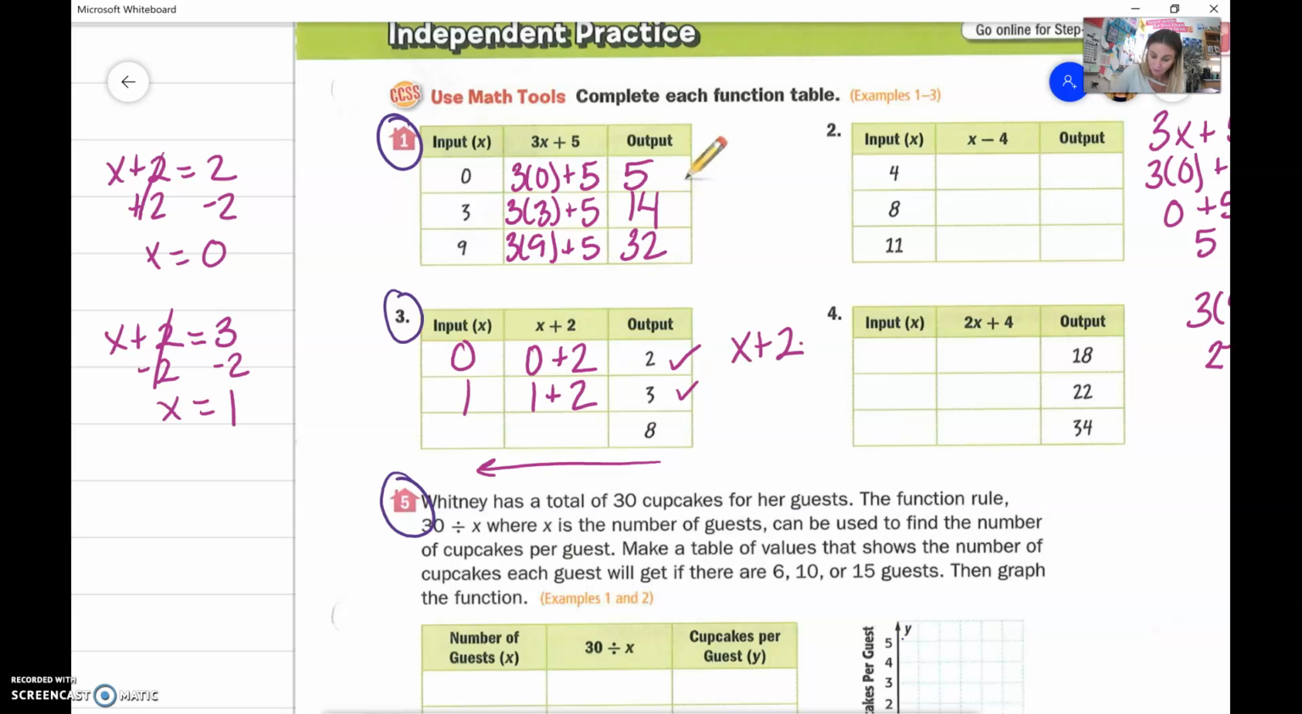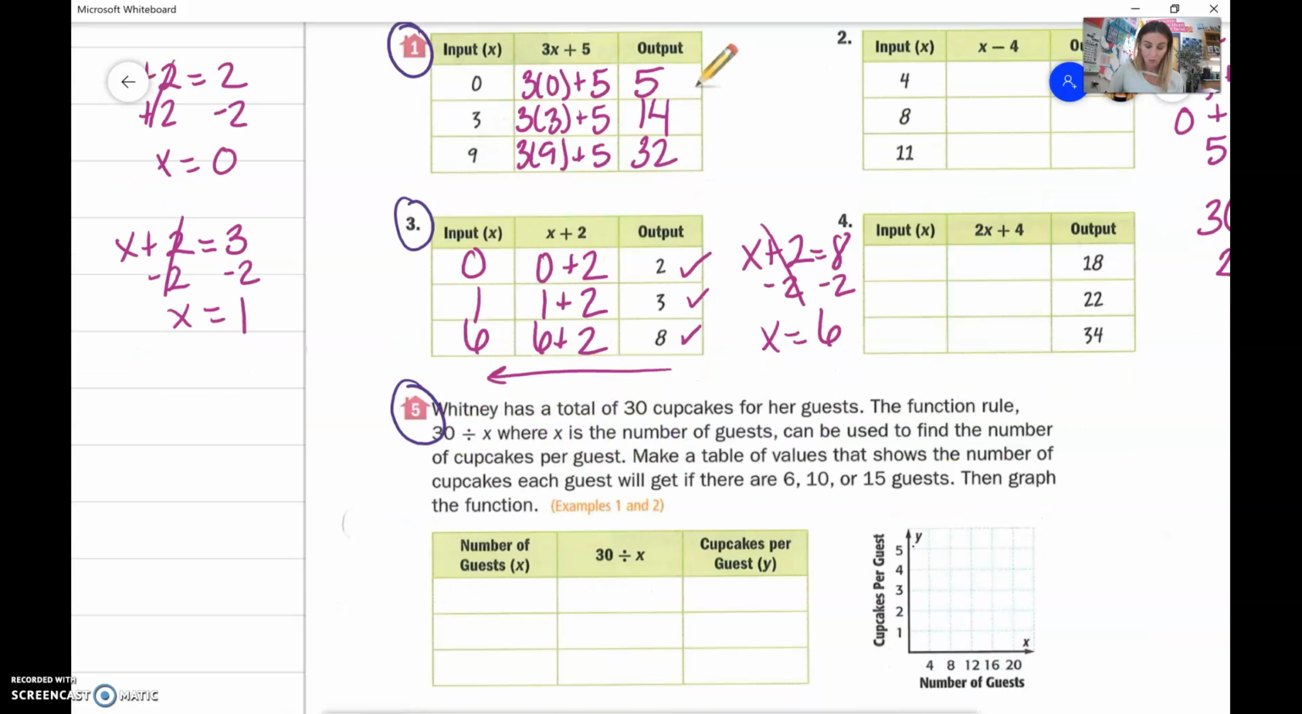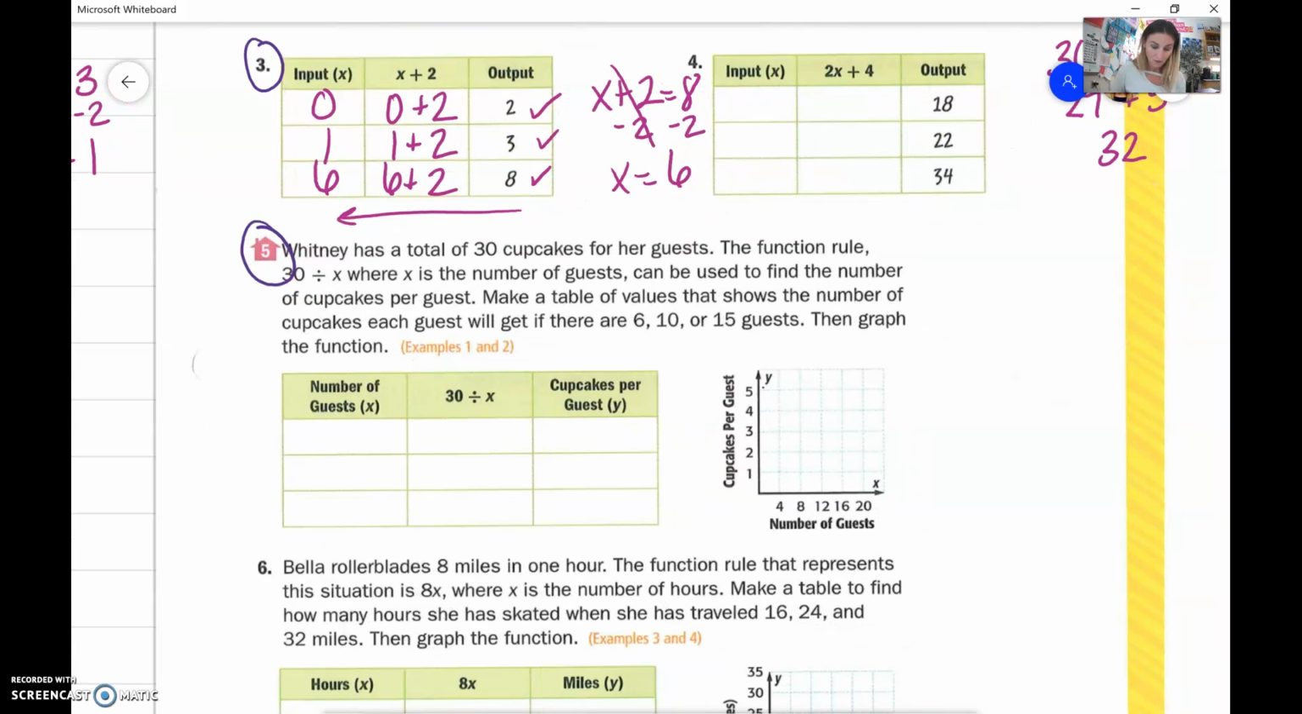X plus 2 equals 8. To isolate the variable, to get that variable by itself, cancel out. 8 minus 2 is 6. We believe the answer is 6. Well, 6 plus 2 equals 8. Check, done. All right, we're going to do this last one, okay, for more practice.